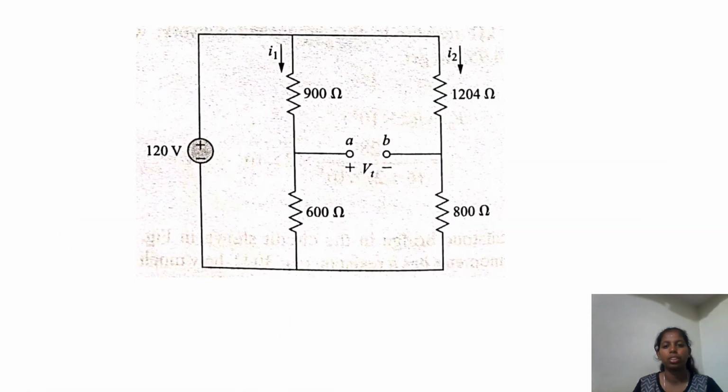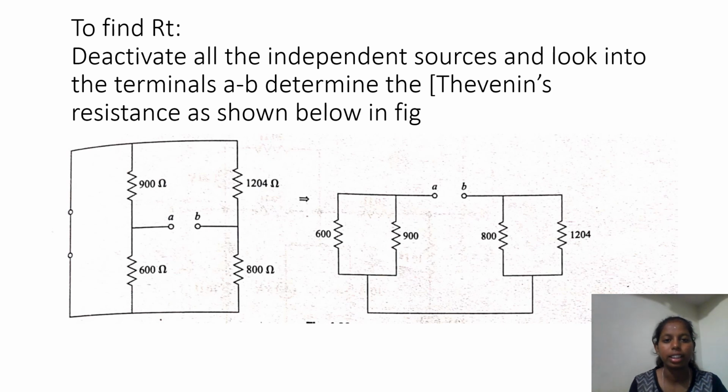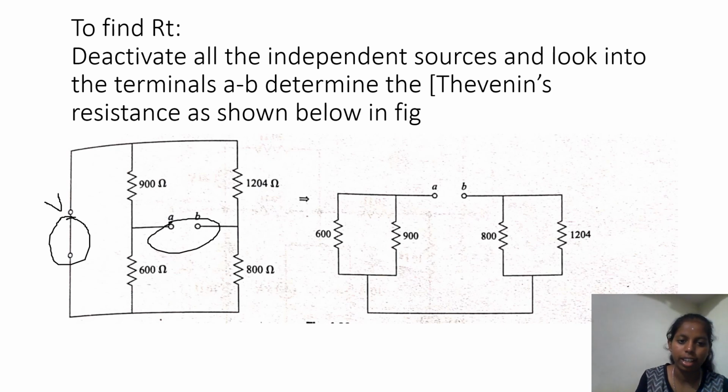Next, as I said before, we have to remove the galvanometer here. Next, to find RT, deactivate all the independent sources and look into the terminals A, B. Determine the Thevenin's resistance as shown below in the figure. As Thevenin resistance says, we have to remove all the voltage sources. Here we have the voltage source, and we had the galvanometer.